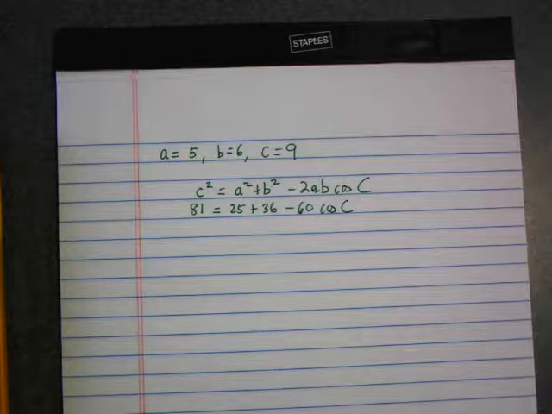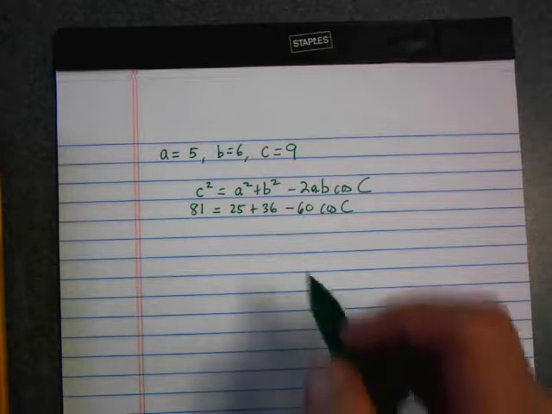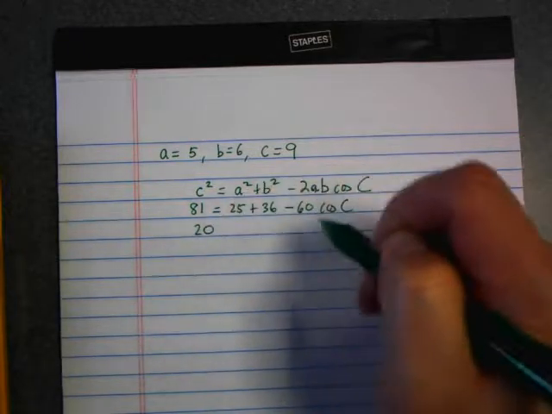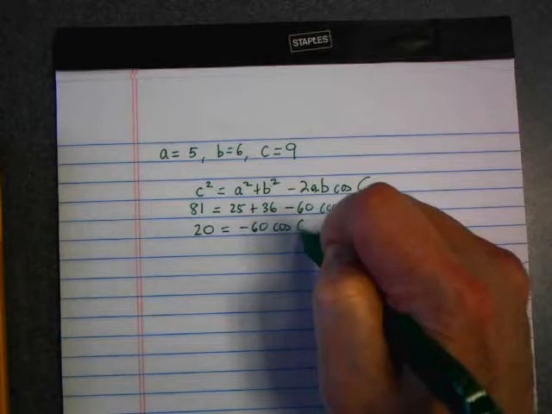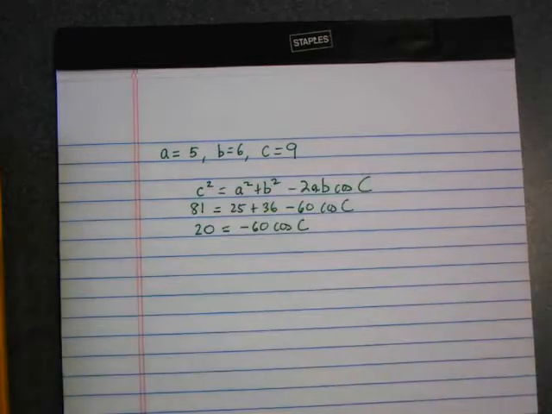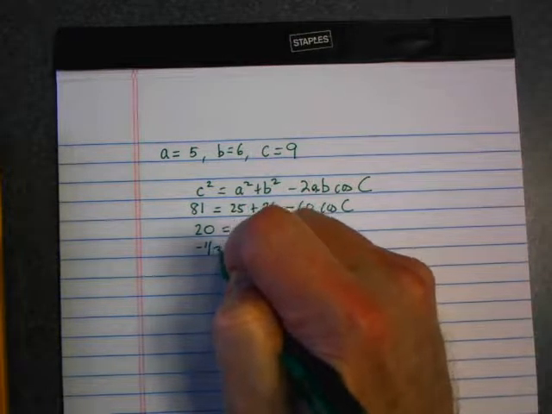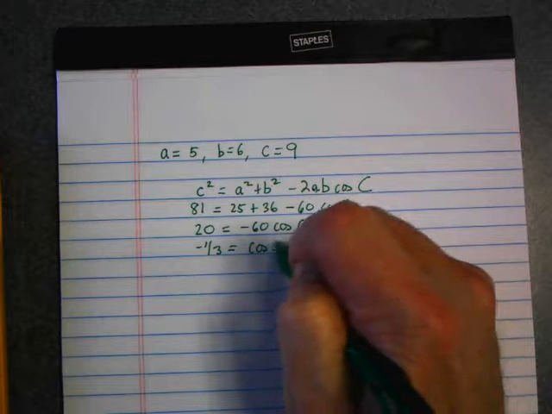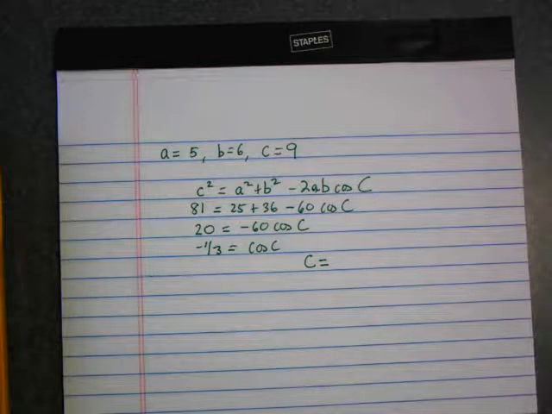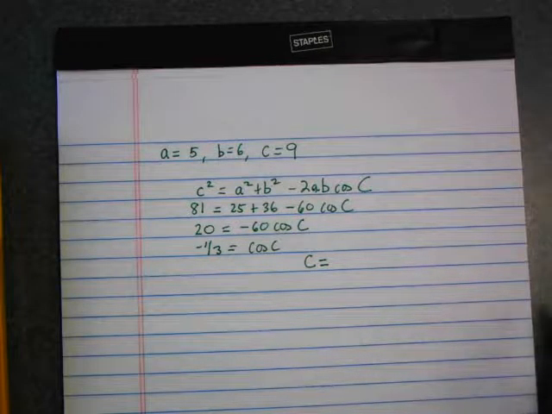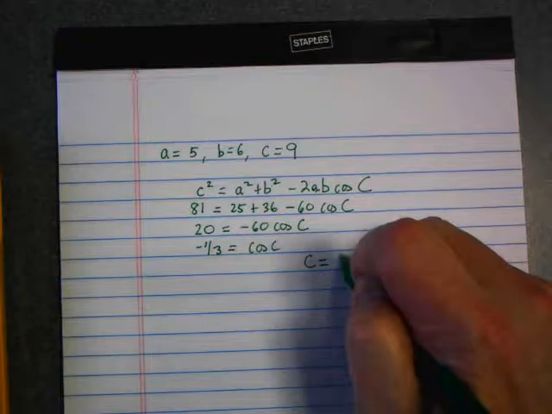So it's mostly a calculator problem at this point. 81 minus 25 minus 36, I get 20 equals minus 60 cosine C. So negative 1/3 equals cosine C. Use the cosine inverse button on my calculator. Cosine inverse of negative 1/3. Calculator says that's 109.5 degrees.